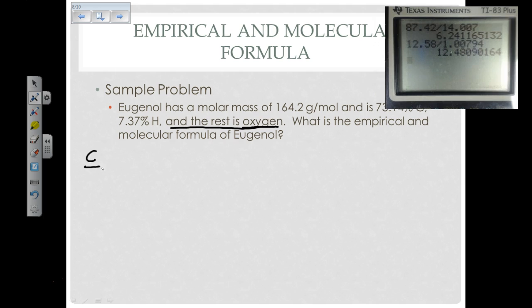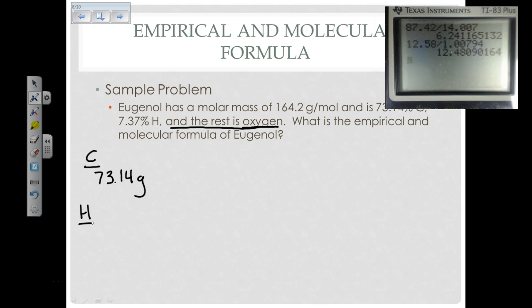So for carbon, again, assume 100 grams, because 73.14% of 100 is 73.14 grams. We can assume any number that we want. But we choose 100 because it makes this first step easy. We could choose 83,192. It's going to work out the same way, but we choose 100 to make it easier. Okay, so this is going to be 73.14 grams. So there's our assume 100 grams.